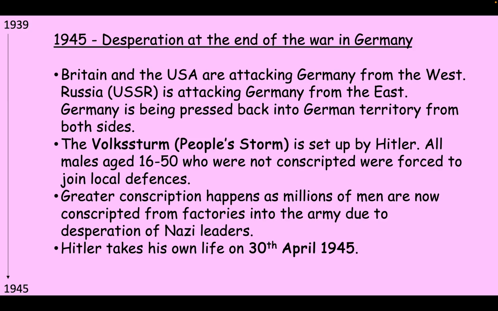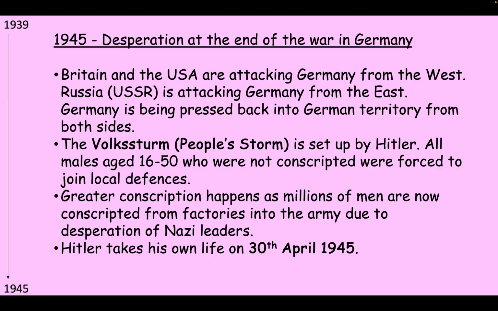So Hitler sets up the Volkssturm, the People's Storm. And so all men aged 16 to 50 who were not already in the army were forced to join local defences. And the Volkssturm were set up to defend the German cities when they are being attacked, because they knew that very soon British, American and Russian soldiers would be starting to take over Germany. Now, greater conscription happens because millions of men are now conscripted from factories into the army. So they know that the war is being lost. So they actually take men out of the factories and send them to war.